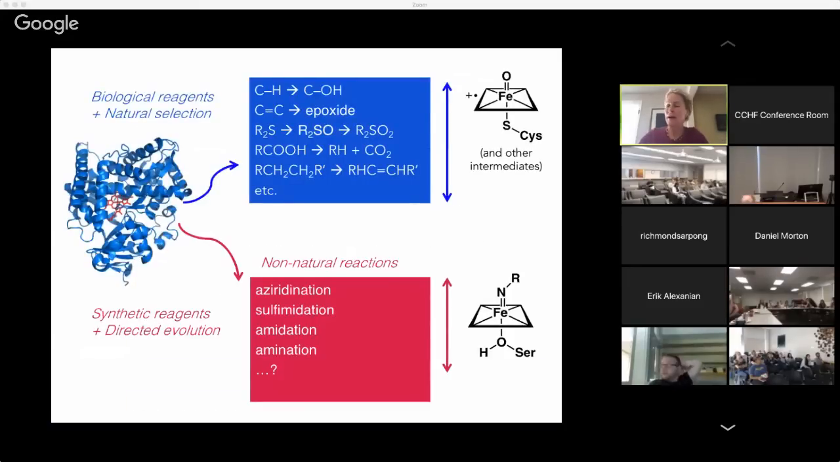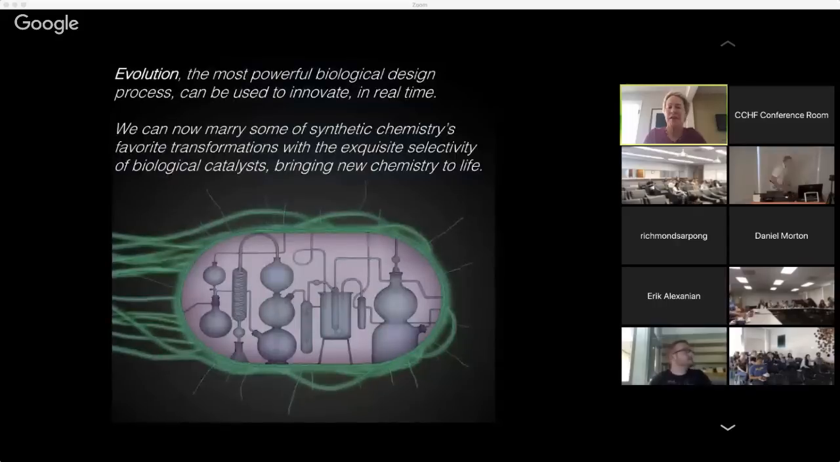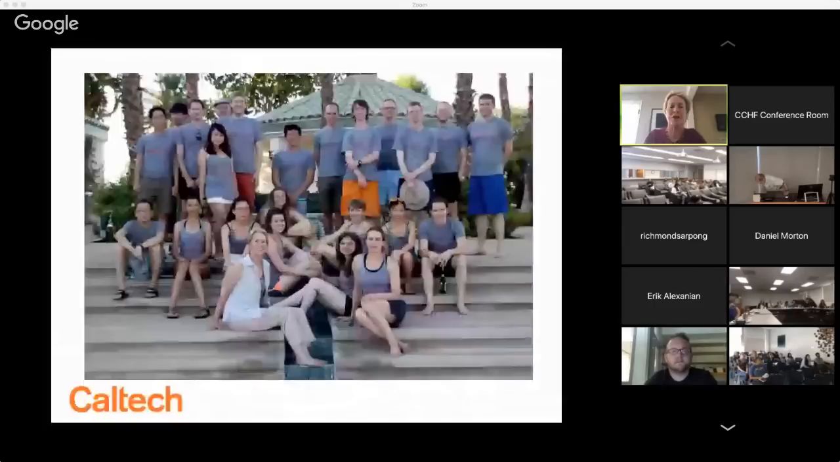So with that, I'm going to quit and just point out that we've made these enzymes do all sorts of different things. They bring together human chemistry and powerful biological design processes. And this is all work done by human beings directing the evolution using the brilliant power of evolution.